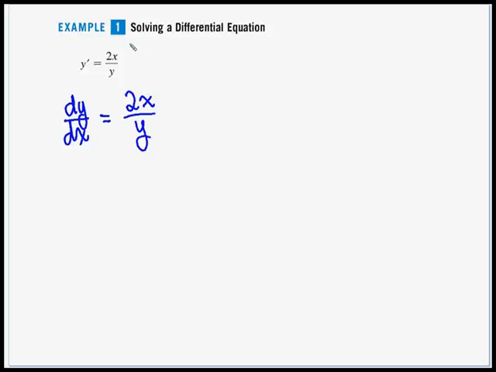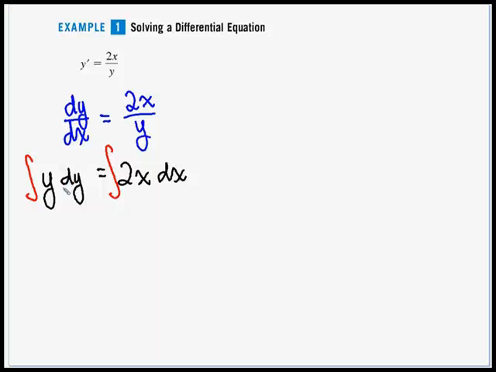The idea is to separate the variables: x on the one side, y on the other side. We could multiply both sides by y and multiply both sides by dx, which is just the idea of cross multiplication. If I cross multiply here, I'm going to have on the left side y dy equal to, on the right side, 2x dx. So I've separated my variables. y and dy are on the left, x and dx are on the right. And now I can integrate both sides of the equation.